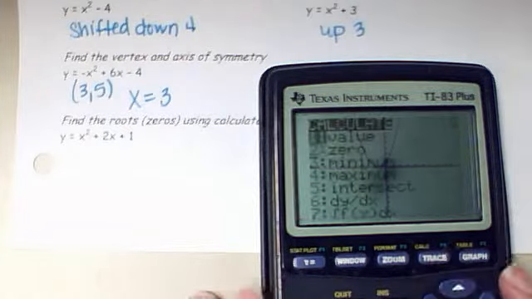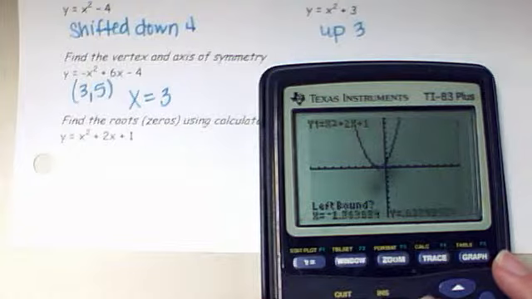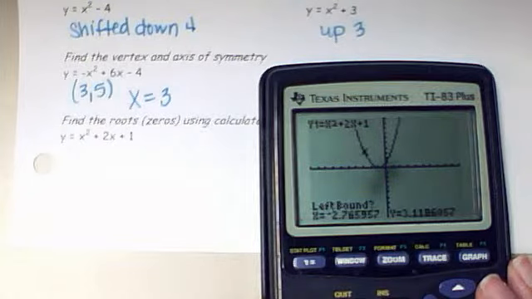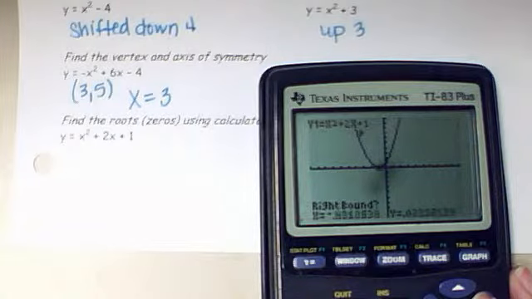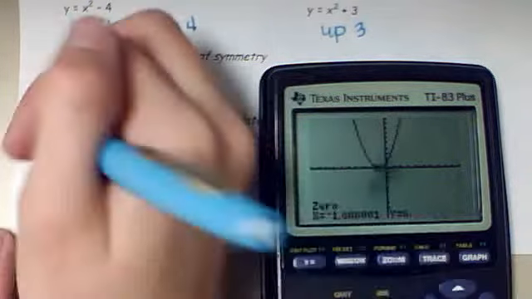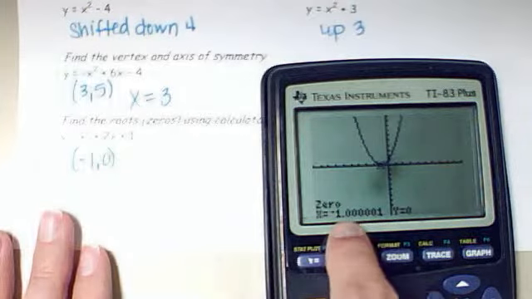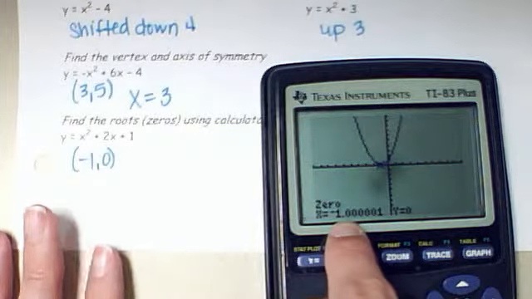So we're going to hit second trace, and we're going to go where it says 0. We want a value on the left. Now, this also happens to be the minimum, so we're going to find something on the left of the minimum, and then to the other side, to the right of the minimum, or the 0, and hit enter. Shows us that that value is negative 1, 0. Again, I'm practicing some rounding techniques because that's 0.00001.